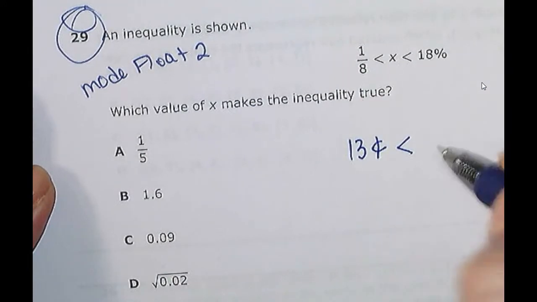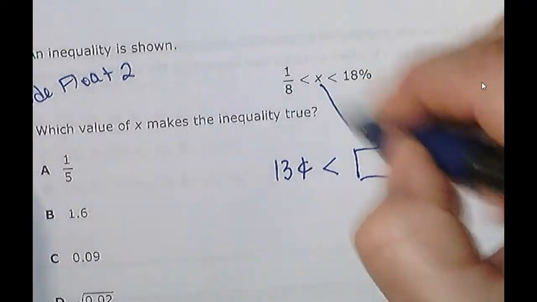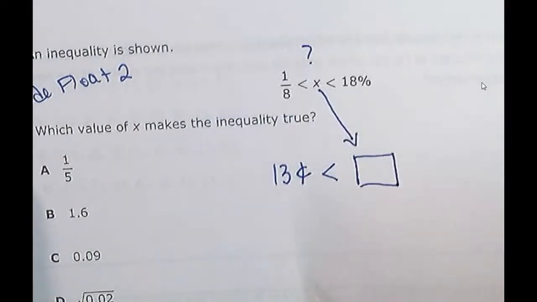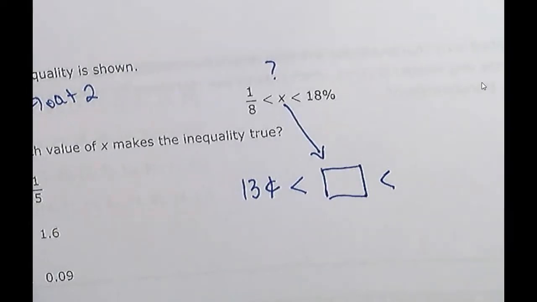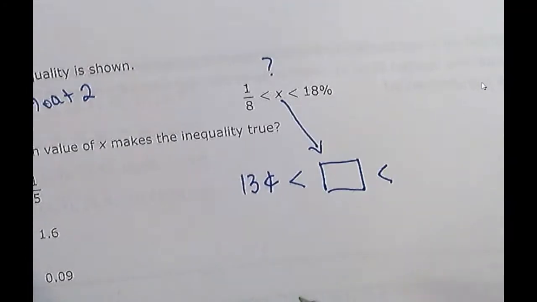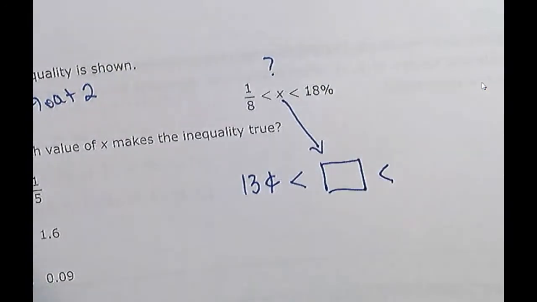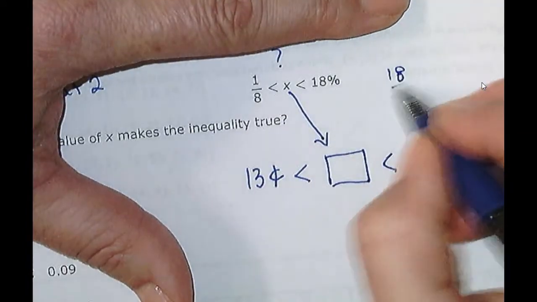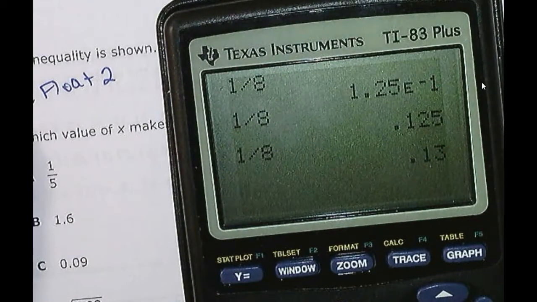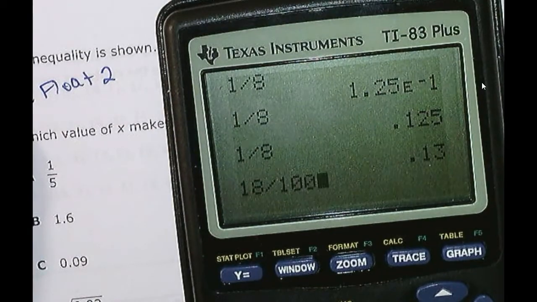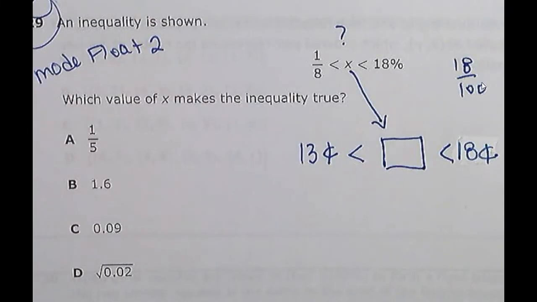Bring that symbol down. I'm going to leave this as a box, as in the question mark, as in X. If you're in elementary, you would see a question mark. Bring your less than sign down again. 18%. Well, let's talk about 18%. See those zeros in that one line there and that other zero? That's 100. That means 18 over 100. You're going to type that in the calculator. So I've got 18 divided by 100. And I get 18 cents. So I put my 18 cents right there.